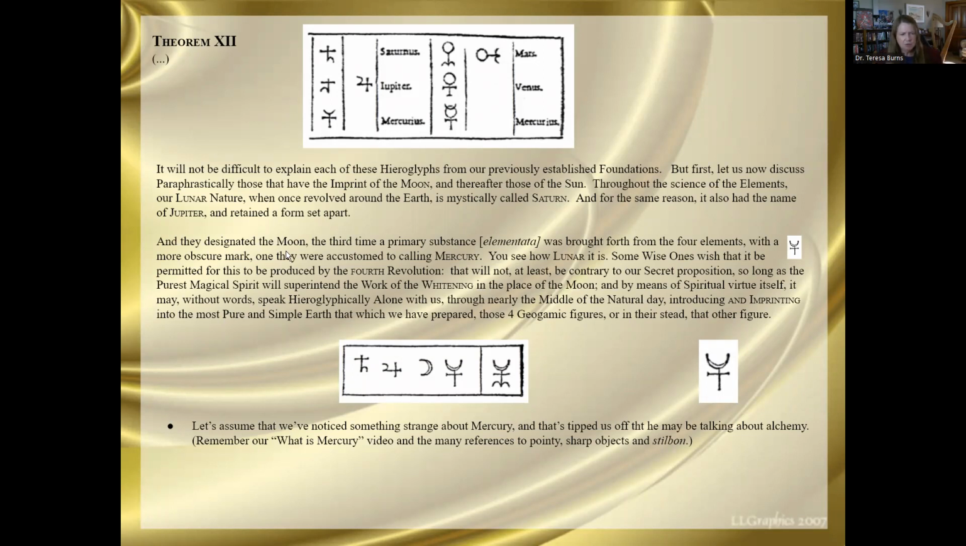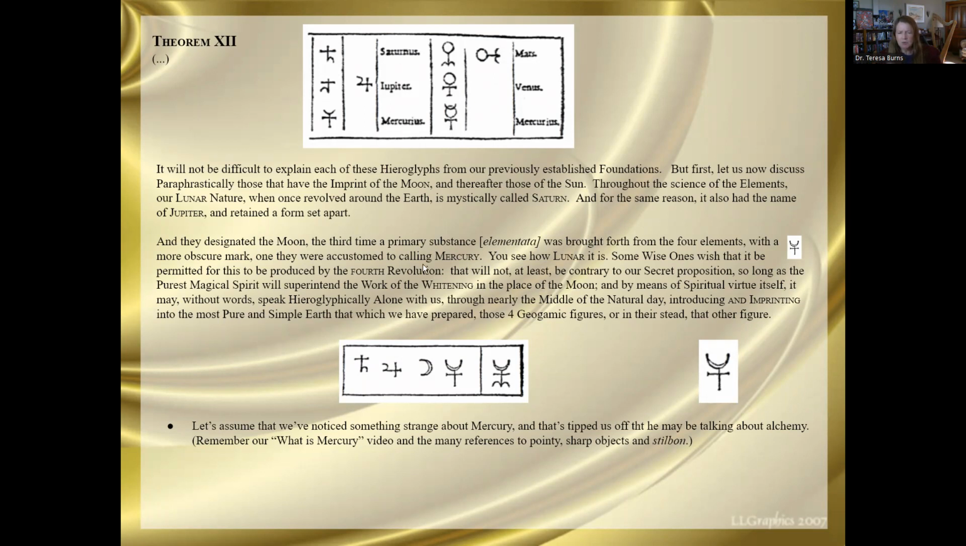"And they designated the moon the third time a primary substance or an elementata was brought forth from the four elements with a more obscure mark, one they were accustomed to calling Mercury." That's the bottom figure in the first row. You see how lunar it is, because it's got the top of the moon there. "Some wise ones wish that it be permitted for this to be produced by the fourth revolution. That will not at least be contrary to our secret proposition, so long as the purest magical spirit will superintend the work of the whitening in the place of the moon, and by means of spiritual virtue itself, it may without words speak hieroglyphically alone."